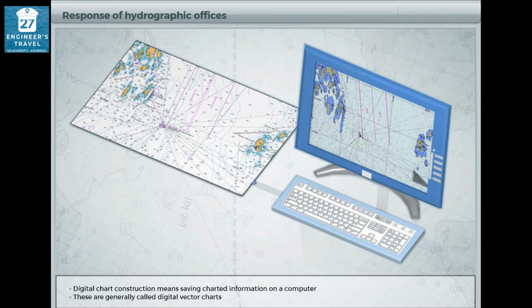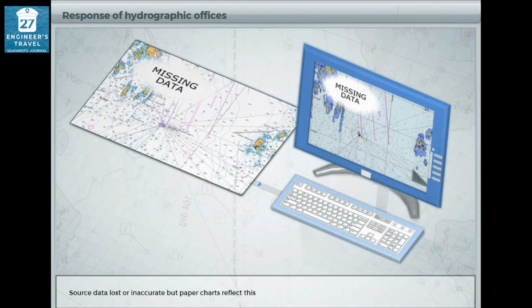Because of the limitations of raster charts, some hydrographic officers and private companies decided to make digital copies of charts using a different method. Based on original information, they created digital vector charts. Source data is the information from surveys carried out when the chart was originally made, which is often missing but sometimes not guaranteed to be correct. As a result, many vector charts are made from paper copies, which include any original errors or omissions.